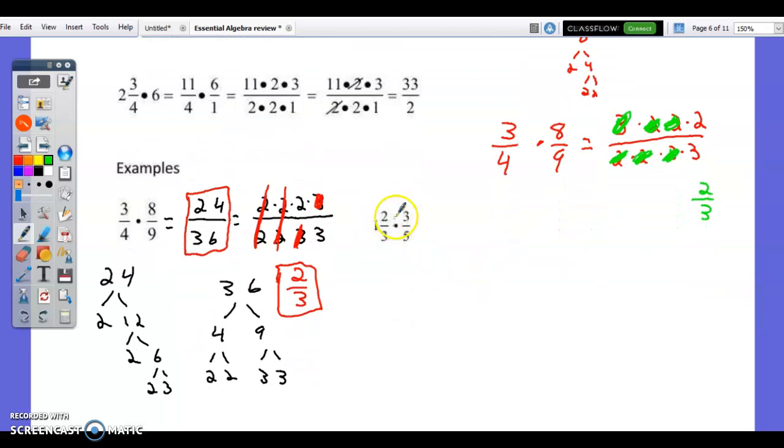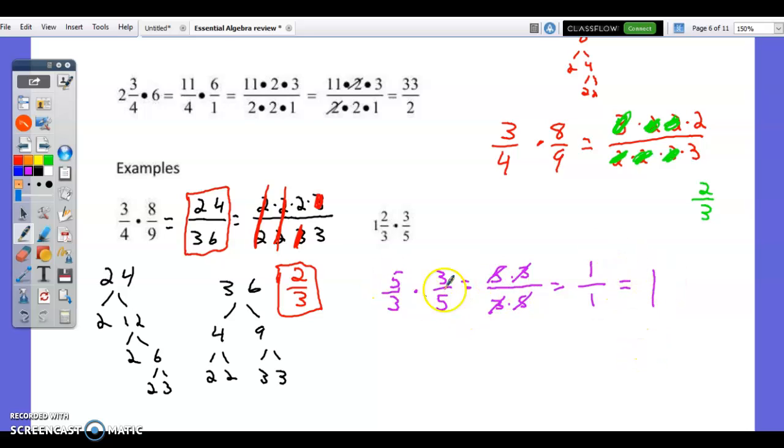Okay, so let's break down this problem here. So I would have 1 2/3 and 3/5. So the first thing I have to do is to make sure that the 1 2/3 is an improper fraction. So 3 times 1 is 3, plus 2 is 5. So that would become 5/3 times 3/5. All right? Now, if you notice something right here, these are both prime numbers. So we have the 5 times 3 and the 3 times 5, and everything divides out. If everything divides out, we are just left with 1/1, so my final answer would be 1.